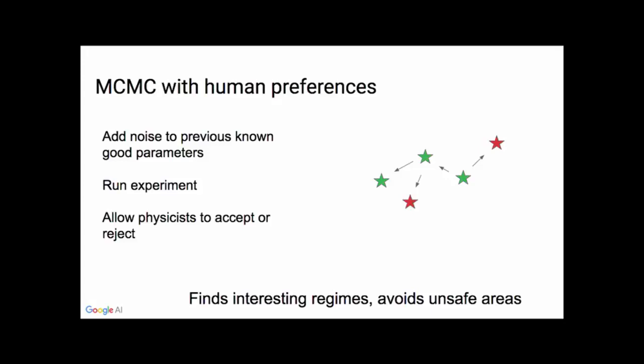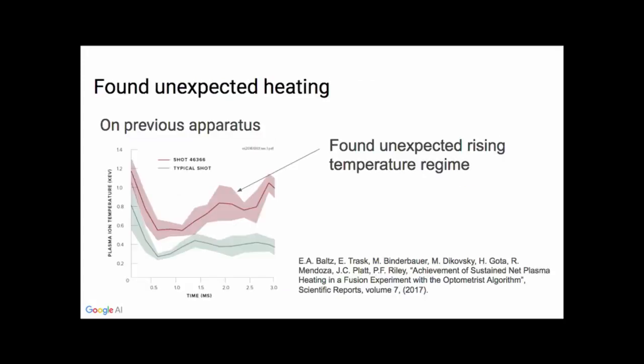And this seems to find both interesting regimes that were unexpected and avoids unsafe areas. So in fact, we did this on the previous machine to Norman, and we found this unexpected rising temperature regime that the TAE physicists didn't expect at all. They didn't expect their ion temperatures to actually grow to be 1 kiloelectron-volt. And they were very happy because that gave them confidence in building Norman, which is now built. So we published that. That's the first machine learning project.